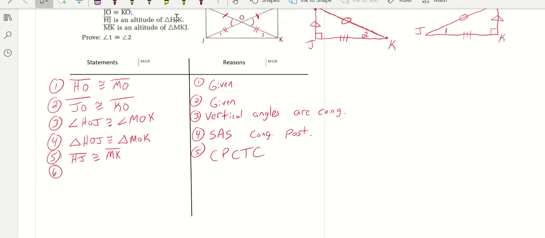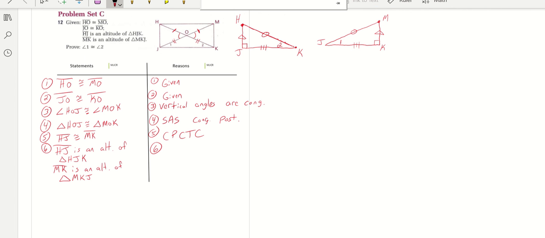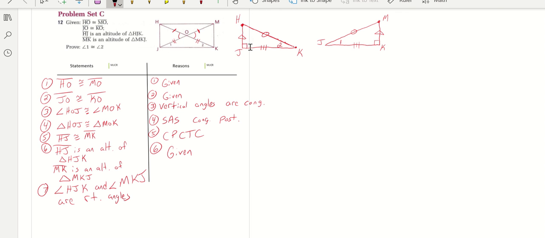HJ is an altitude of triangle HJK. MK is an altitude of triangle MKJ. And that was given. Either couple these together or separate them, it doesn't really matter. So what does it tell us if we have an altitude? It tells us that we have a 90-degree angle. So let's write that in. Angle HJK is a right angle, and angle MKJ is also a right angle.